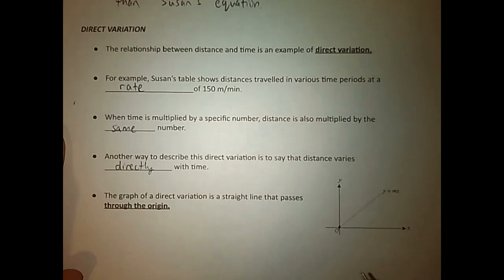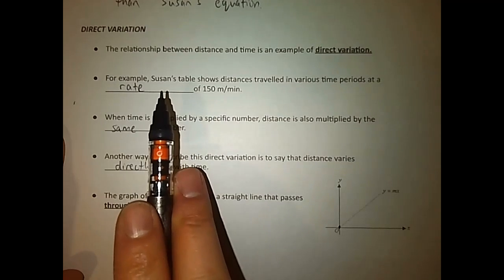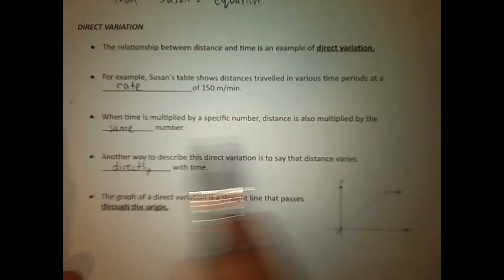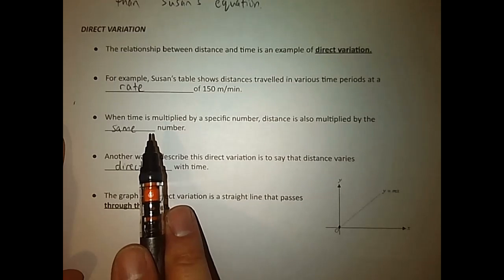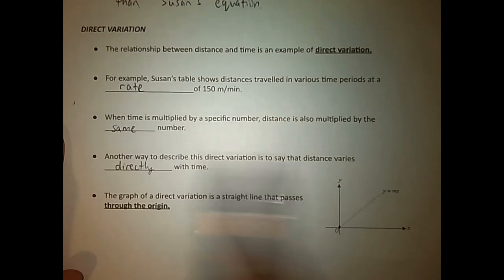So remember, direct variation goes up by a specific rate. We can say that it's multiplied by the same number for our dependent and independent variable, and it always passes through the origin. So let's look at some examples now.